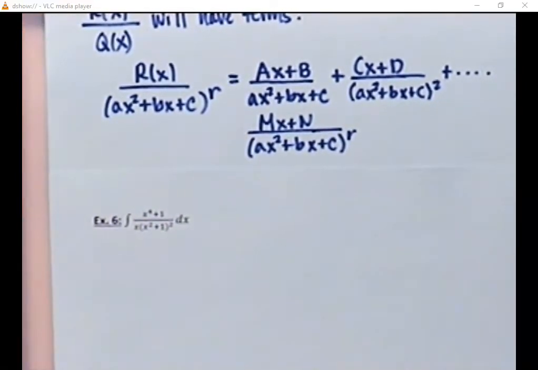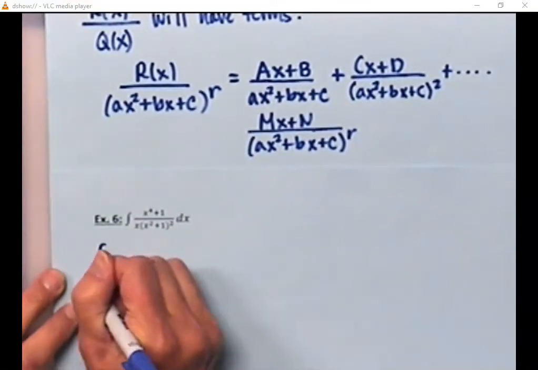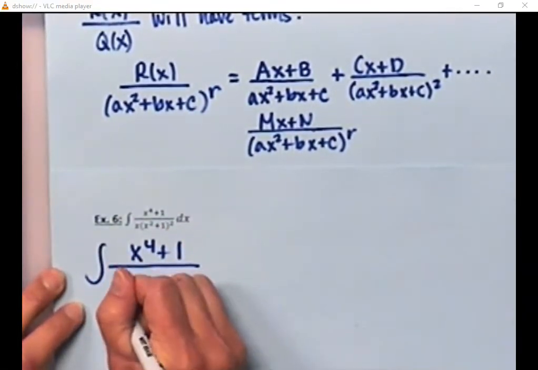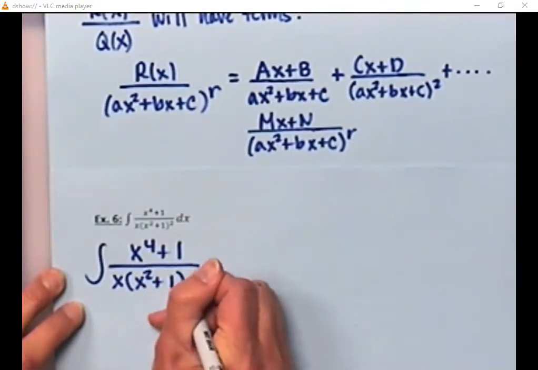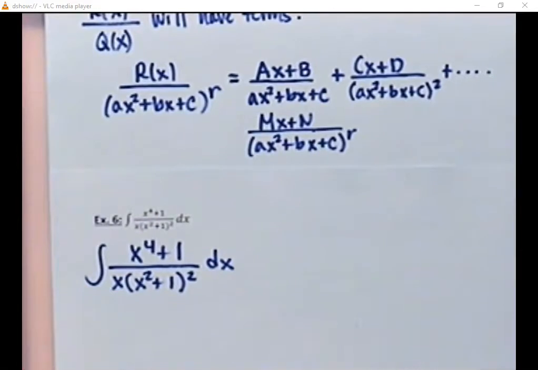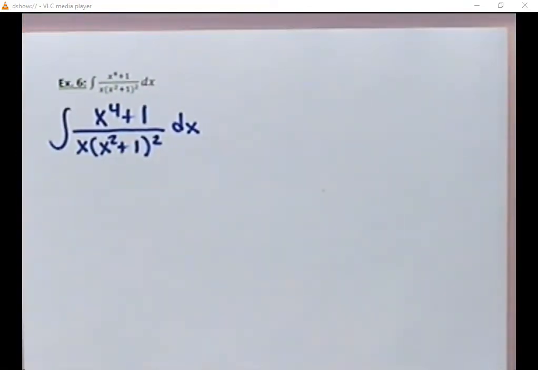This is x to the 4th plus 1 over x times x squared plus 1 squared. Let me write a little bit bigger for you. That's the big version there for you. Next time I print it out, I'll have to make sure I make those bigger. The word's big, but not the integrals.